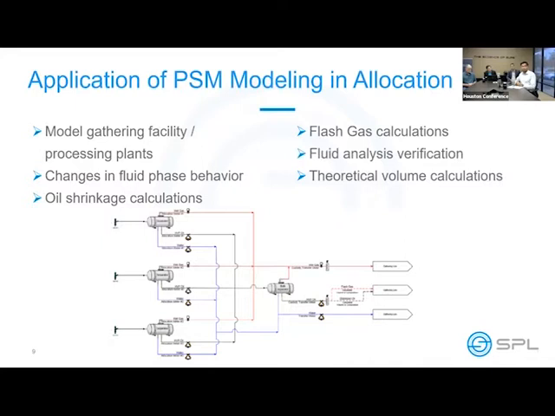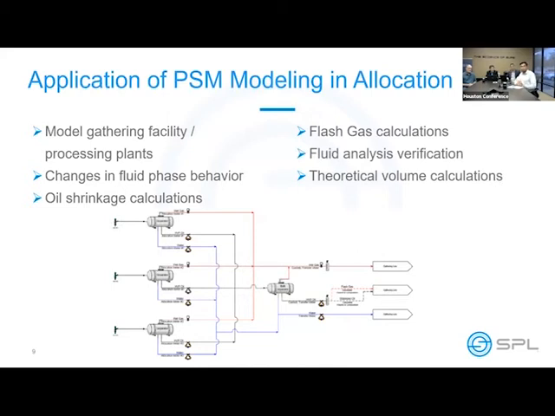It enables you to calculate oil shrinkage. Now, oil shrinkage is when you start with a volume of oil at a high pressure and temperature, and then when you drop the pressure, that volume of oil is going to be considerably different from what you first measured. That is what we call the shrinkage in oil. And that shrinkage number is used in allocation for oil allocation, which we will talk about later. Also, the PSM can predict the flash gas that is liberating out of your oil.